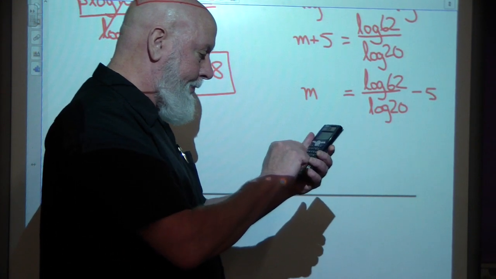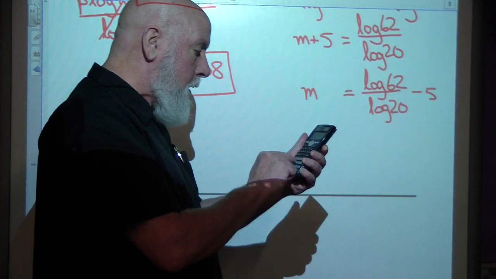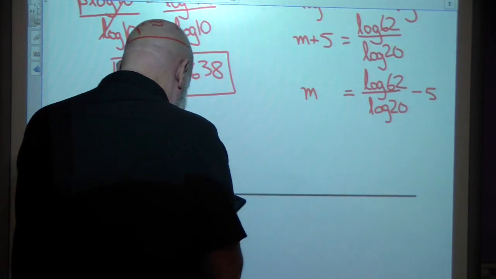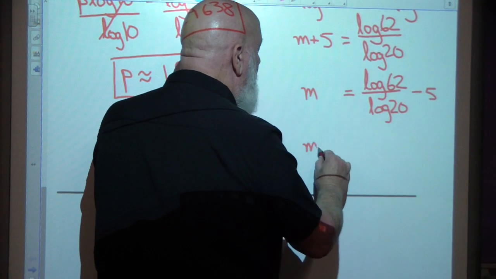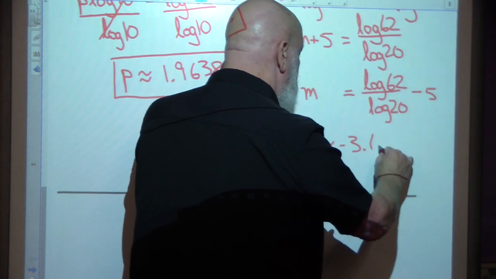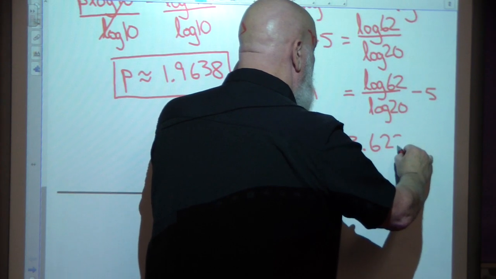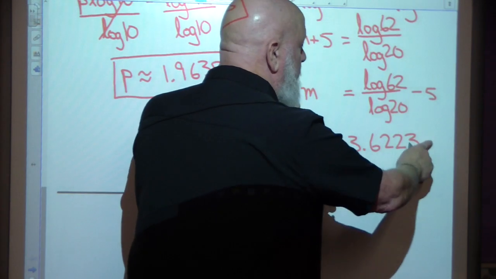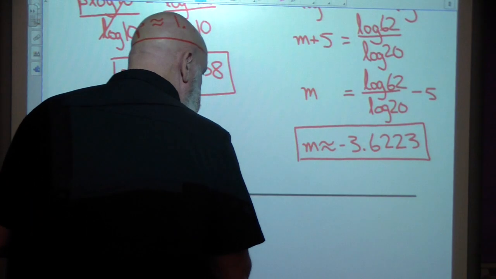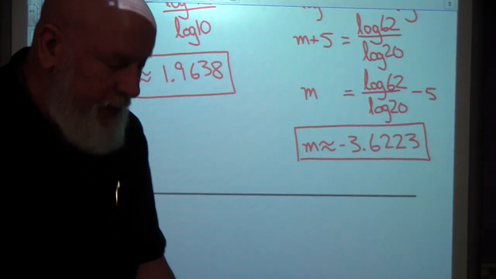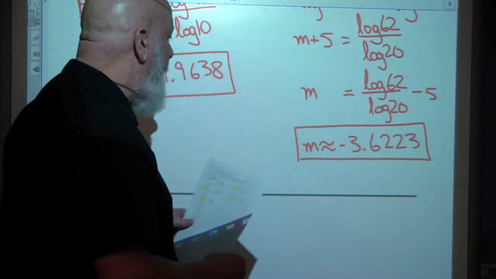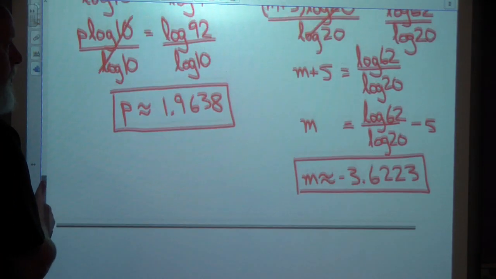Log 62 divided by log 20 minus 5 equals, this will be m is about negative 3.622, and I'm going to round it here in my head. This was a 2, so I'm going to leave that alone. And hopefully that's correct. If it's not, I'm going to cry. Negative 3.6223, yay!